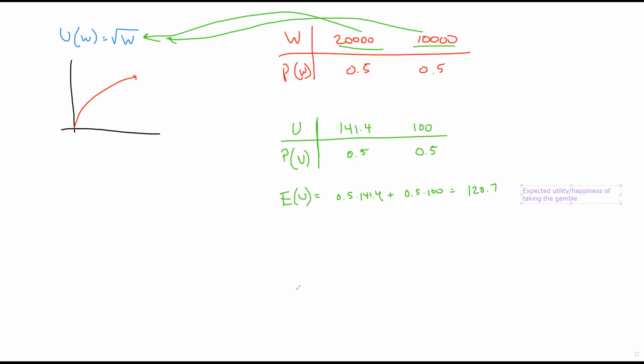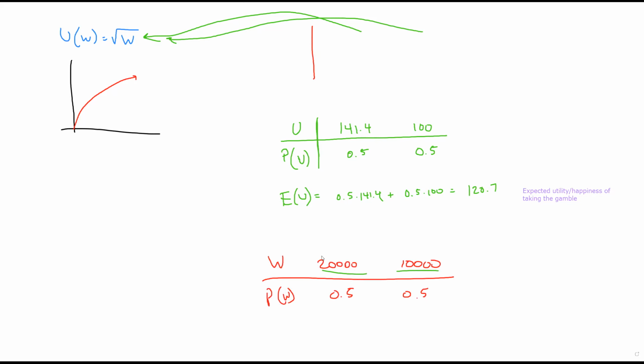What's the expected utility of not taking the gamble? That is to say, paying for insurance. Well, in that situation, recall that the table looked a little bit different. In that situation, both outcomes for wealth were 15,000.